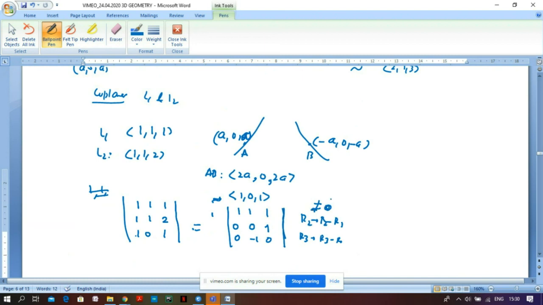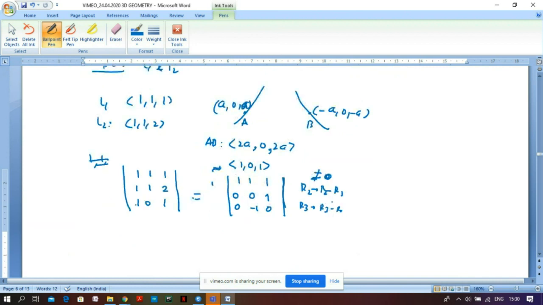Although this was not required from the problem, we can always check whether the lines are coplanar or not coplanar. So that's all for today.